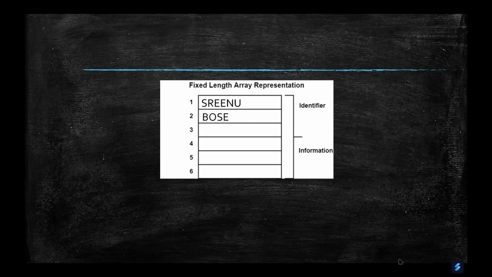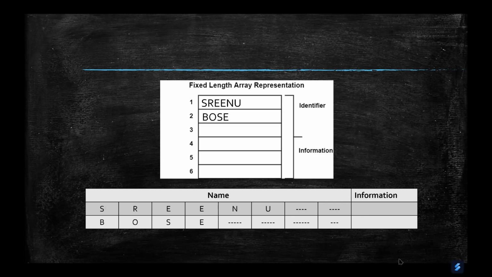It has to be stored in the fixed length variable. Here the name and information have to be considered. The names are stored as SREENU, Srinu, and boss. The remaining spaces here are 1, 2, 3, 4, 5, 6, 7, 8. Instead of 8, the remaining 2 are blanks, or wastage of space.